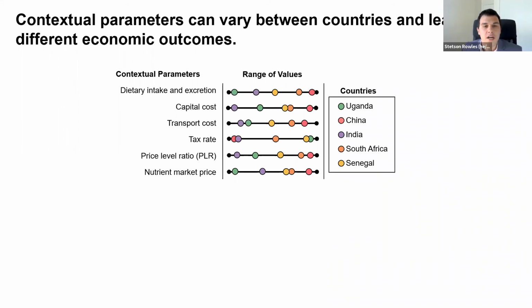Now, in this scenario analysis where we investigate the impact of these contextual parameters, we have a list of countries that we are considering in the Excel sheet. And you can see them listed with different colors on the right in the legend there. And you can see that these contextual parameters can vary between countries. And as you may guess, these different contextual parameters can influence the results. So the economic outcomes may be different in different countries.